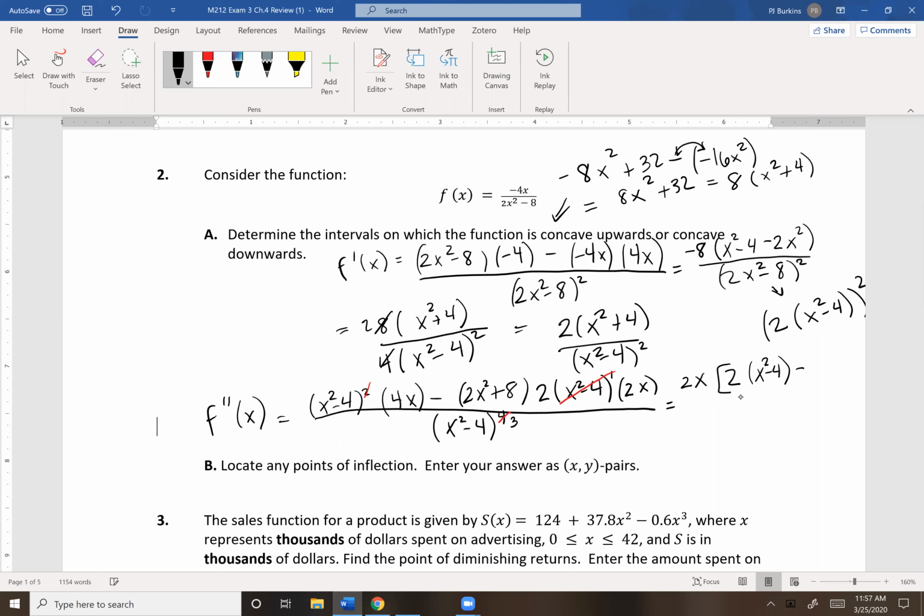And the last term here, actually, you know what? There's another 2 here that makes that 4x. So let's factor out a 4x. Okay. Just keep this over. So this is x squared minus 4 minus, we've taken out the 4x already, so we just got 2x squared plus 8. All over this.